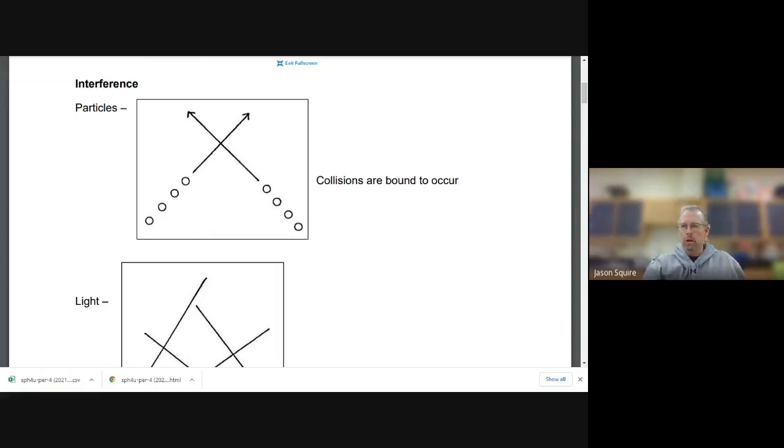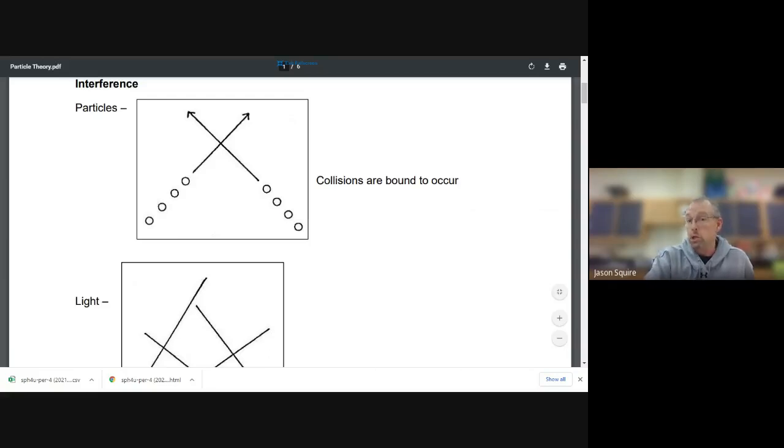Okay, so let's talk about some things that happen with particles, and we'll compare that to what happens with light, and we can make some predictions. Imagine these are billiard balls on a pool table. I've got somebody here firing billiard balls, and somebody here firing billiard balls. These billiard balls are traveling in paths that are going to intersect, and eventually some of them are going to hit each other. What's going to happen? They're going to change the direction the balls are going. Collisions are bound to happen. That's what happens with particles.